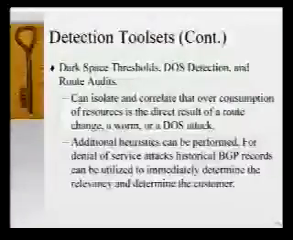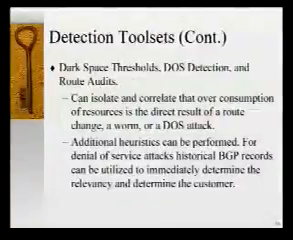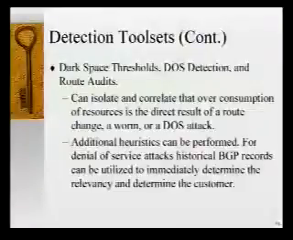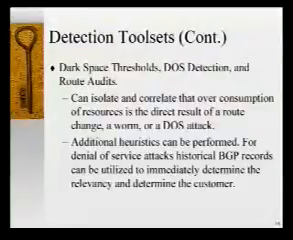Dark space thresholds, DOS detection, and route audits. So this can isolate or correlate that the overconsumption of the resource is a direct result of a route change, a worm, or a denial of service attack. A route change has occurred. We're performing audits on our route database. We realize that, well, so-and-so just did a major shift in traffic, and that's why the utilization is out of whack. We look at our dark address space. Oh, new worm came in starting over in China Telecom. That appears in the LA, so, well, that might be the cause of it.